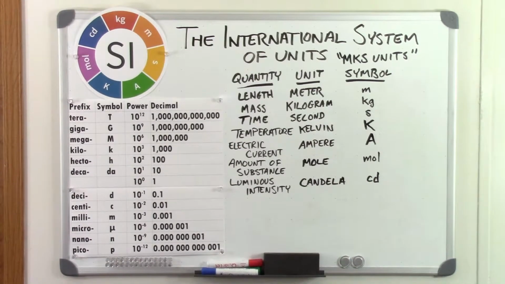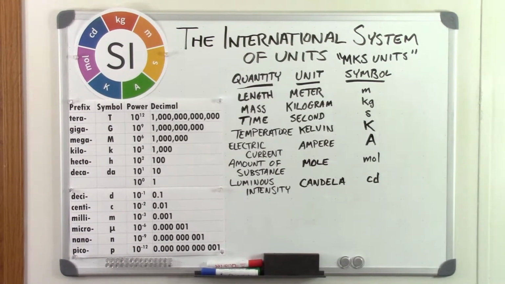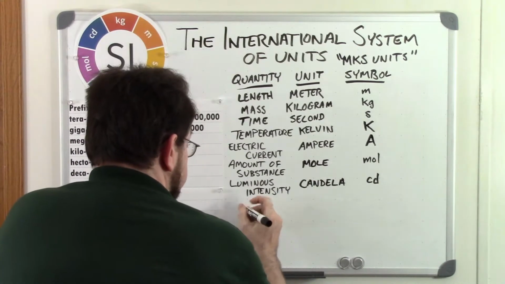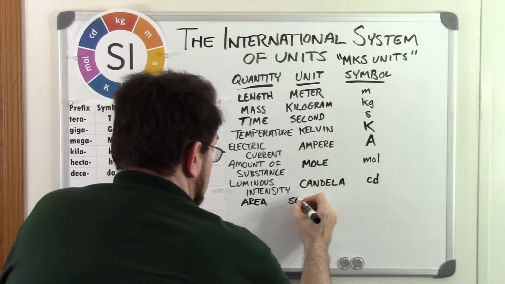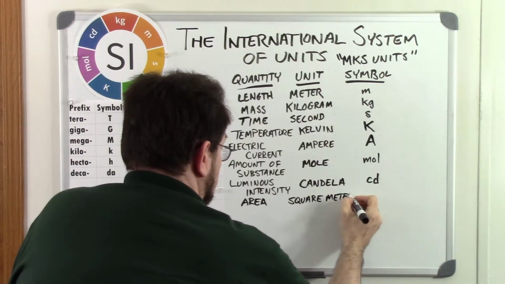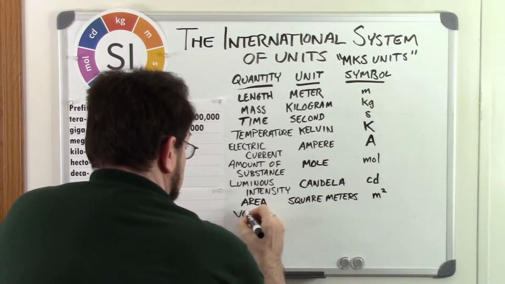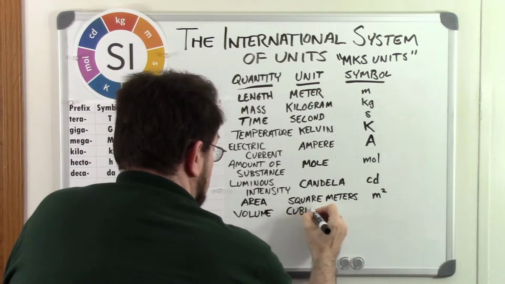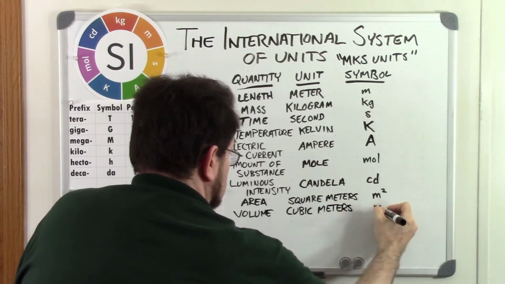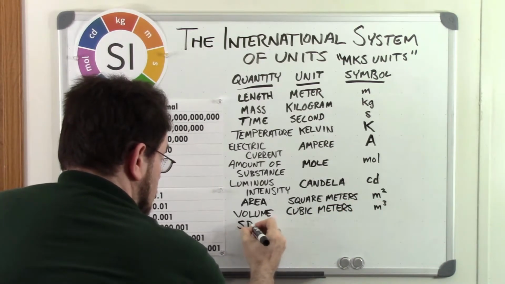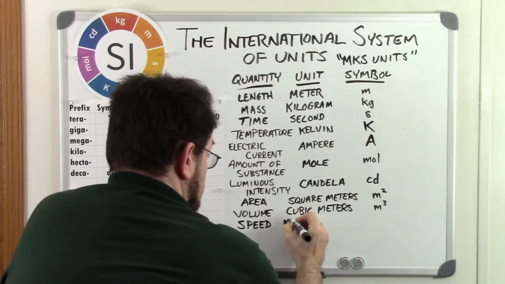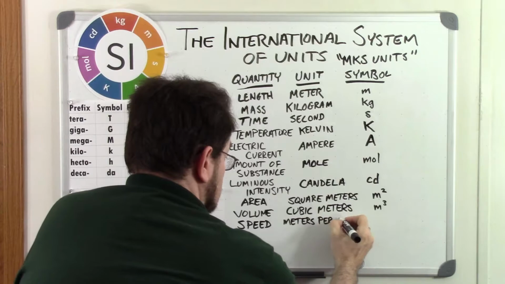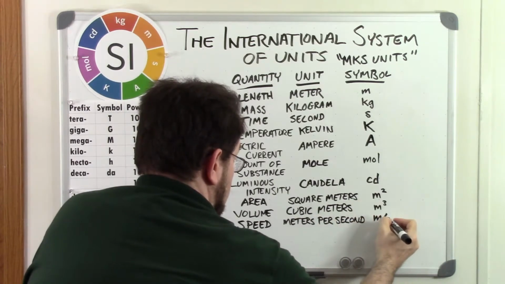Now, there are more than 7 types of things that we need to measure in science. So how do we do that in SI units? The trick is using the units in combinations. So for example, if we wanted to measure an area, we could use meters times meters, or square meters, which we'd write as meters squared. If we wanted to measure a volume, we'd use cubic meters, or meters to the third power. If we wanted to measure a speed, that's just how far something moves in a certain amount of time. Well, the unit for length or distance is meters, and the unit for time is seconds, so we'd use meters per second, or meters divided by seconds.